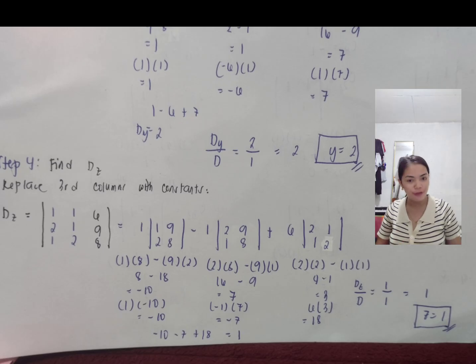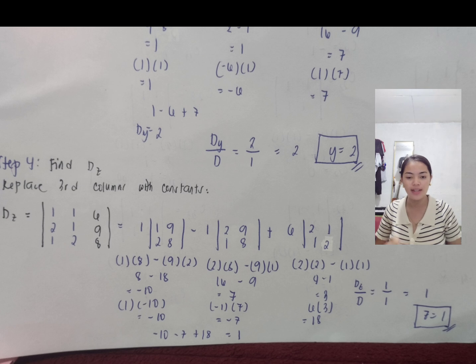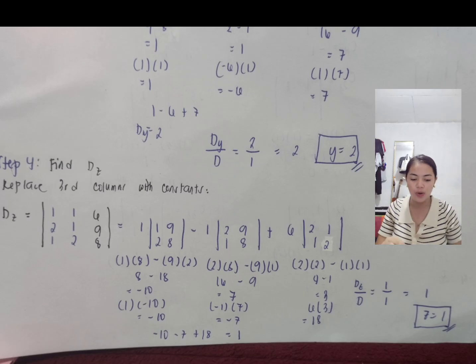For step 4, of course, we need to find the dz. And in finding dz, we need to replace the third column with its constants. So for dz, replacing its third column, we now have 1, 1, 6, 2, 1, 9, and 1, 2, 8. The same process goes to this item, and our dz now is equal to 1. Now dz divided by d is equal to 1. Now our z is equal to 1.